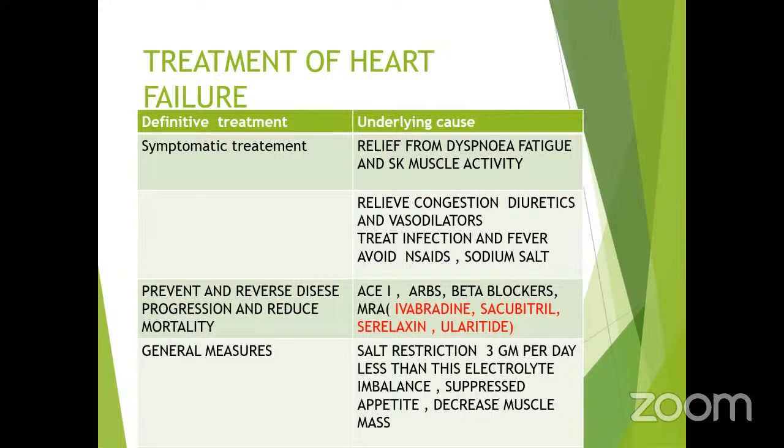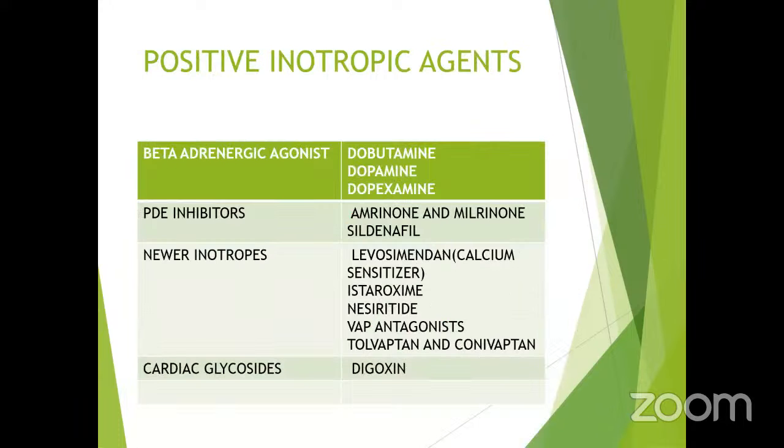The general measures, as I told you, are the ones you have to really take care of. A review of positive inotropic actions: beta adrenergic agonists, dopamine, dopexamine, PDE inhibitors, amrinone, milrinone, sildenafil, newer inotropes, levosimendan, calcium sensitizer, istaroxime. I have put these because you might get them in exams, in your MRCP, USMLE or even NEET. That's the reason why I have put this. Levosimendan, istaroxime, nesiritide, vasopressin antagonists, tolvaptan and conivaptan, cardiac glycosides, digoxin, which is only an inotropic agent, has a diuretic effect, but absolutely no action on heart rate.